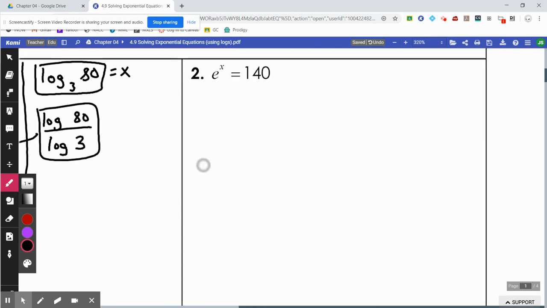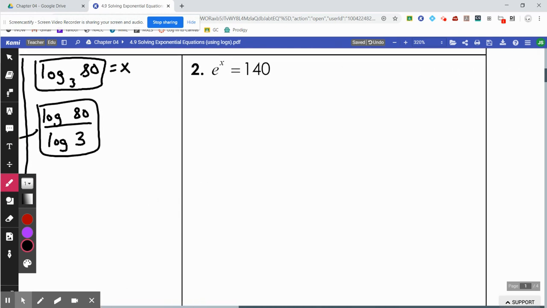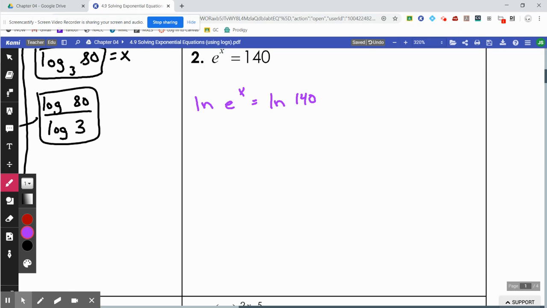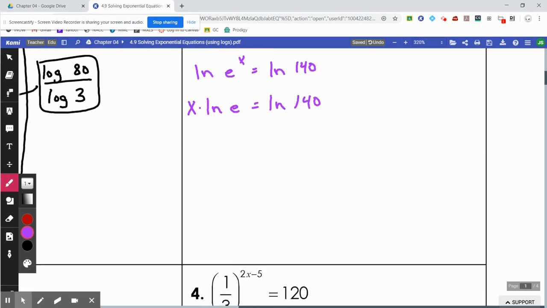Again, I'll work number two both ways, just to remind you again. The first method, we can take the log of both sides. Now, what I would do, since it's a base of e, I would probably take the natural log of both sides. And I'll show you why in just a second. So that'd be the natural log of e to the x, because you can take a log, you can take a natural log, you can take any type of log that you want to. But again, it's best to take either a common log or a natural log. So I have the natural log of e to the x equals the natural log of 140. Move the x down front, so it'd be x times the natural log of e equals the natural log of 140. Now, this is why I did the natural log.